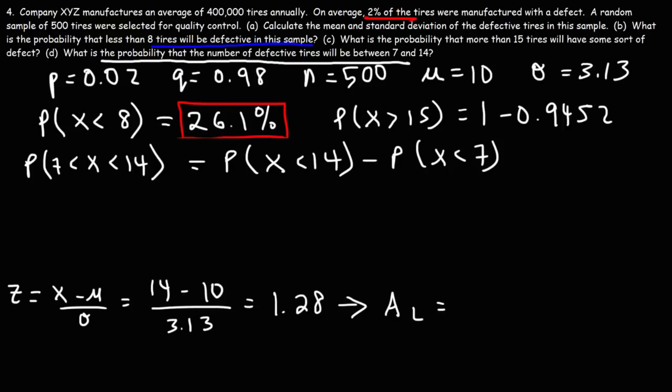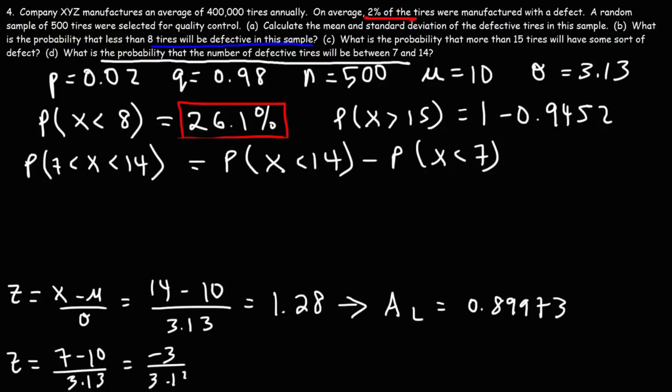Now using the positive z-table, 1.28 corresponds to a value of 0.89973. Now let's calculate the z-score when x is 7. So 7 minus 10 is negative 3. Negative 3 divided by 3.13, we've got to round this to negative 0.96. Using the negative z-table, negative 0.96 corresponds to a value of 0.16853.